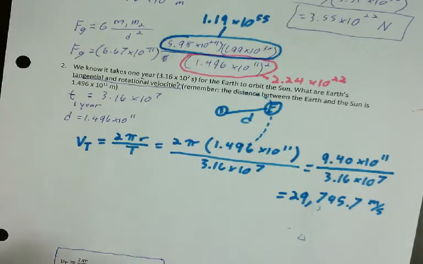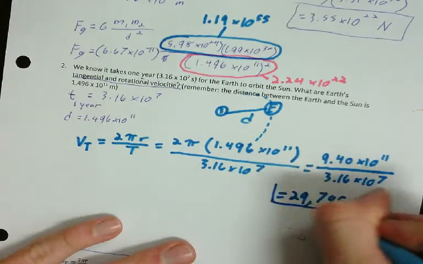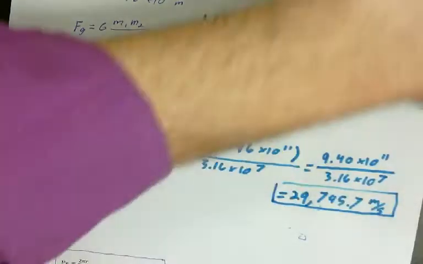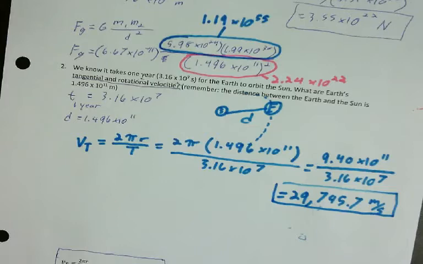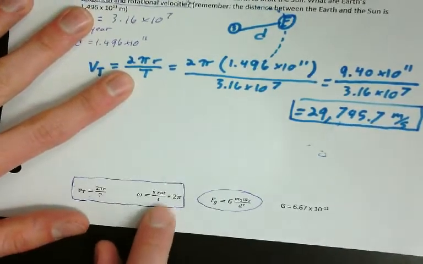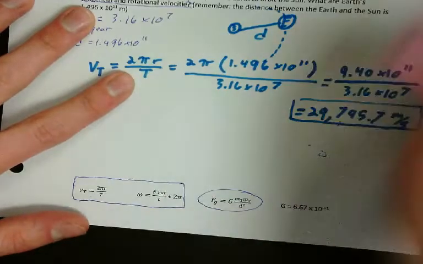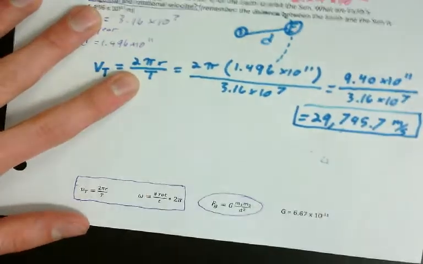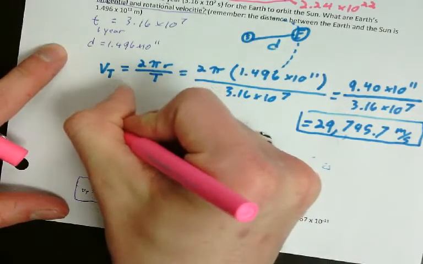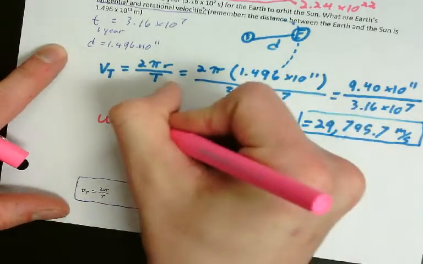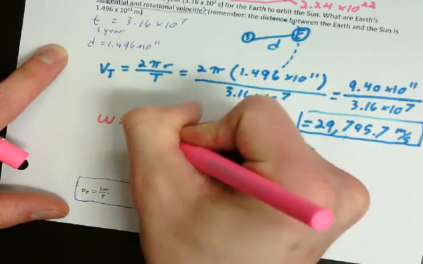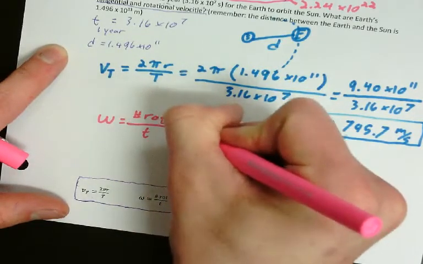All right, that takes care of the tangential velocity. Now we've got to do the rotational velocity. The rotational velocity equation is this one: number of rotations divided by time times 2 pi. Notice it's not capital T, so it's not the time for once, it's the total time. So omega equals number of rotations over total time times 2 pi.